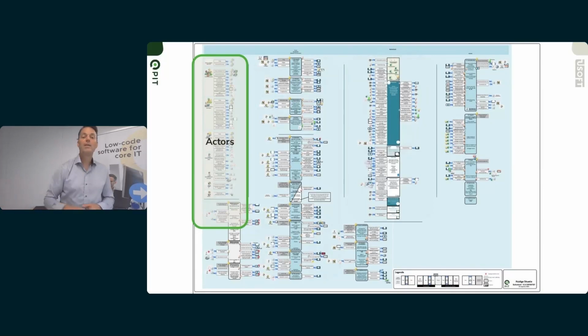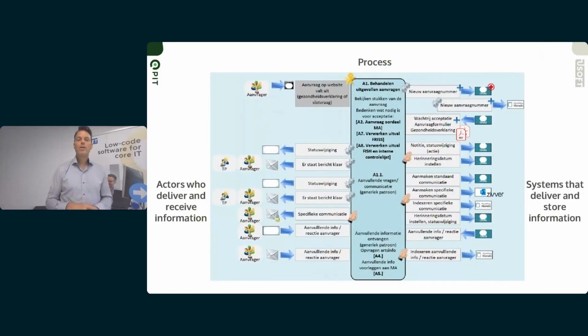And on the left you see the surrounding actors of the processes. So when you dive into them, the process consists of a list of actions being done in one of the main tasks. On the left, you see the actors who deliver and receive information. And on the right, you see the systems that deliver and store information.